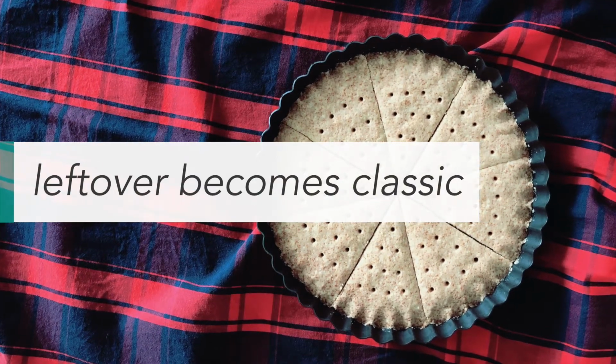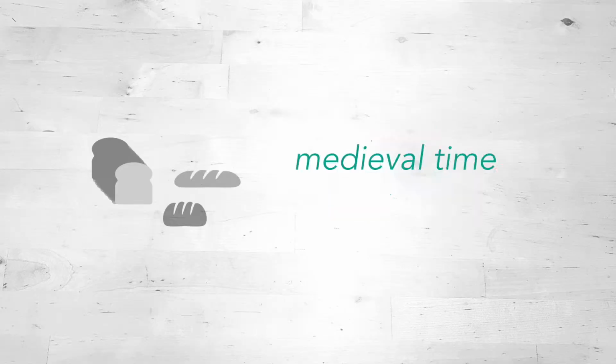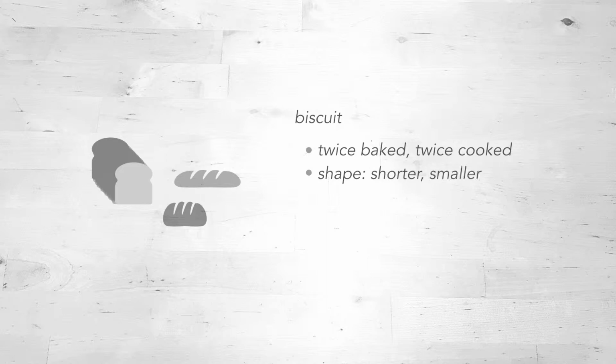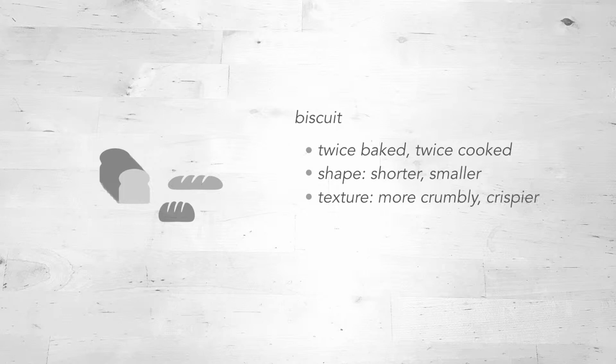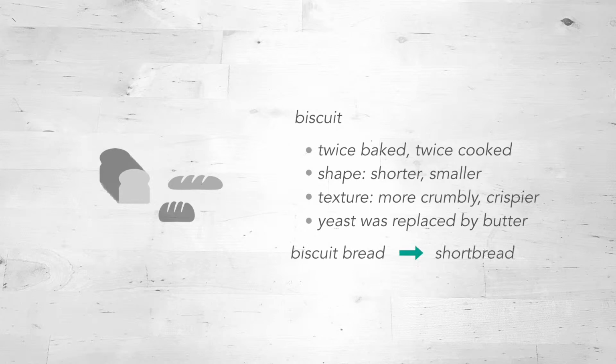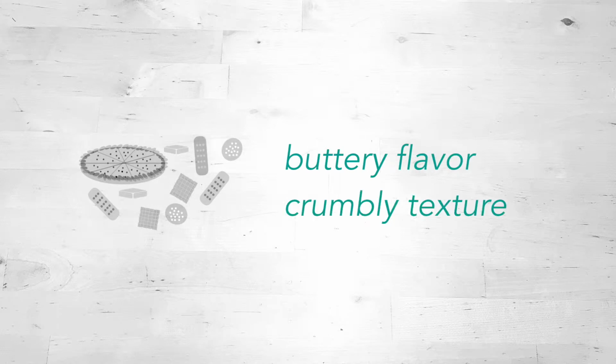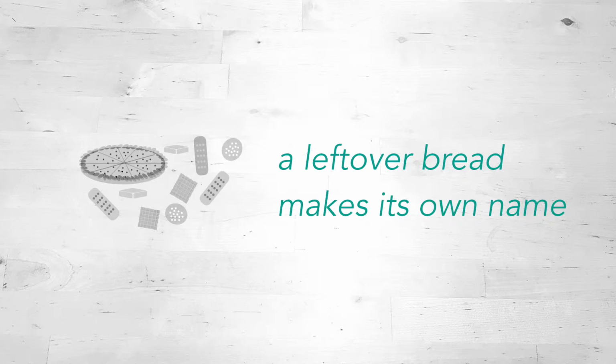Traditionally, shortbread dates back to medieval-time biscuit bread. Biscuit means twice baked, twice cooked. With multiple times of baking, the bread shape becomes shorter, smaller. The soft texture of the bread becomes crumbly or even crispier. Gradually, the yeast in the bread is no longer needed, and it was replaced by butter. Biscuit bread became shortbread, having its very distinguishing buttery flavor and crumbly texture. A leftover bread makes its own name.